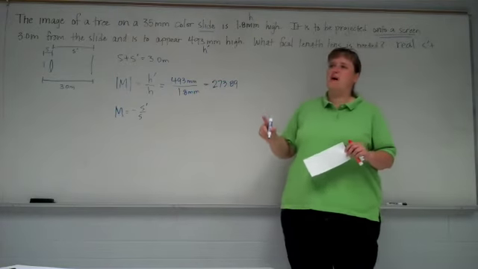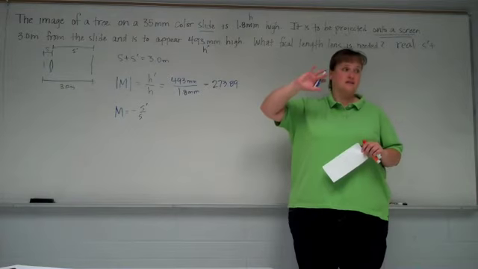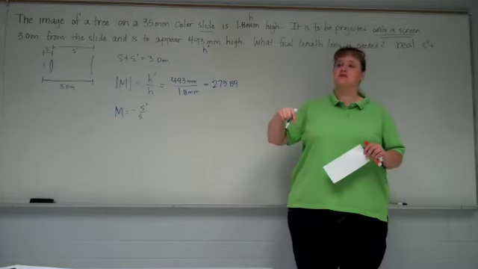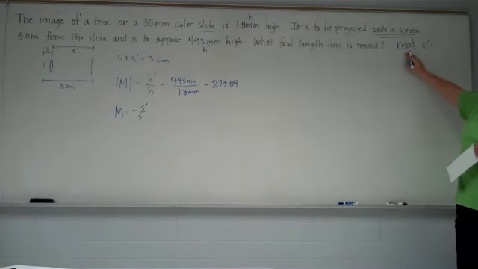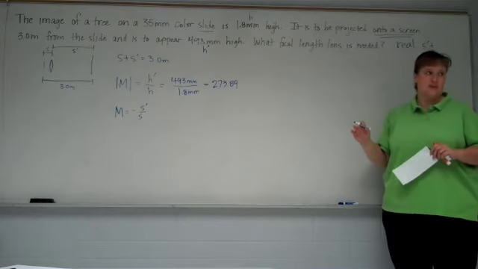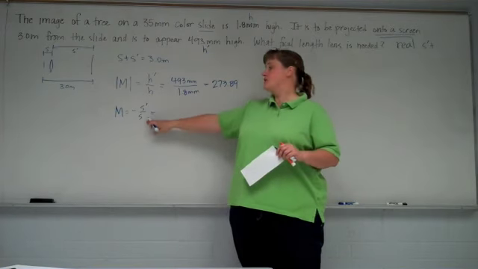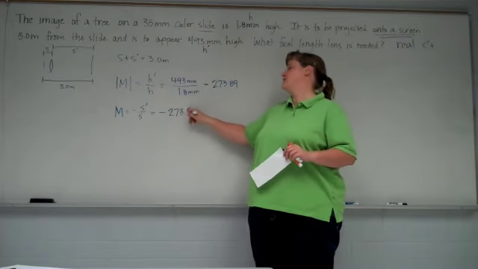What does it mean to have a positive magnification? The image is not reversed, not inverted, so it's upright. A negative magnification is an inverted image. Well, a converging lens that creates a real image, is that image upright or inverted? It will be inverted. So when we use this equation, we need to put negative 273.89.